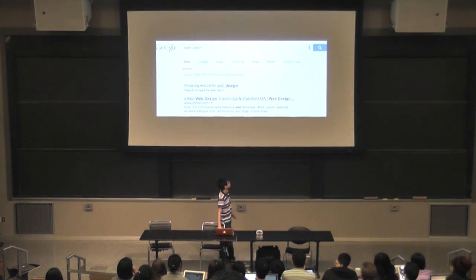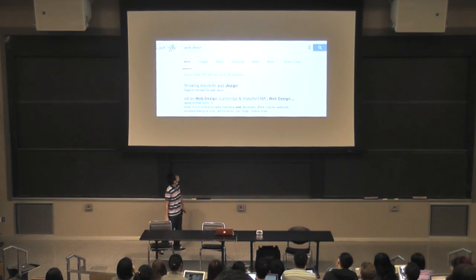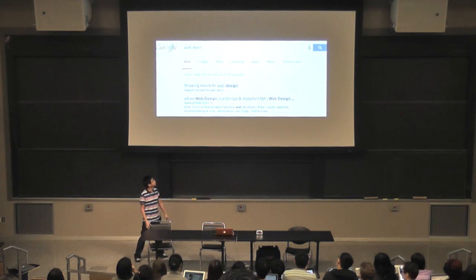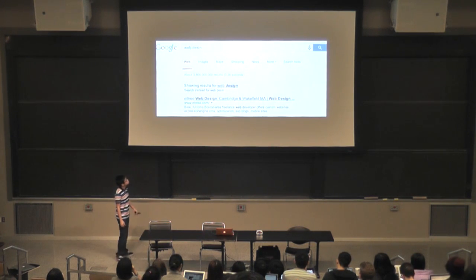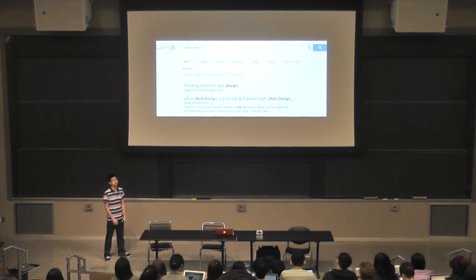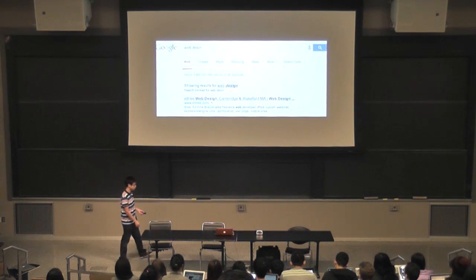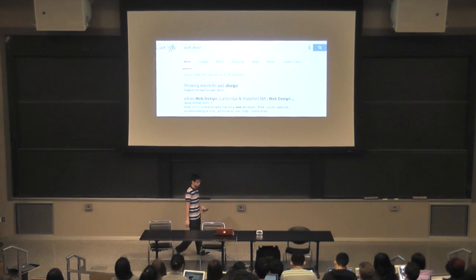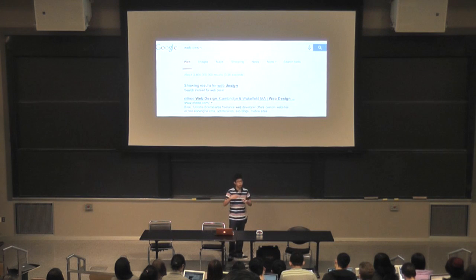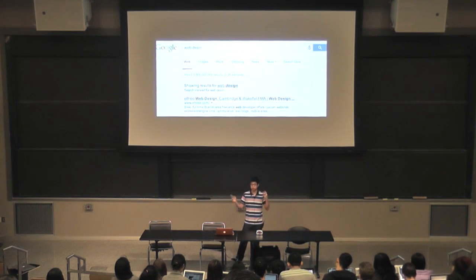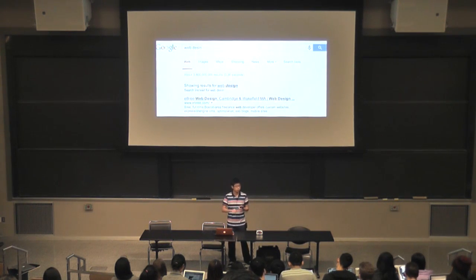Really classic example. Google goes ahead, corrects what you're saying if you type it wrong, and then shows results for web design. Just makes your life a little bit easier. Okay, so we kind of just went over the 3 different aspects of usability: learnability, efficiency, and error safety, error tolerance. Anyone have any questions?